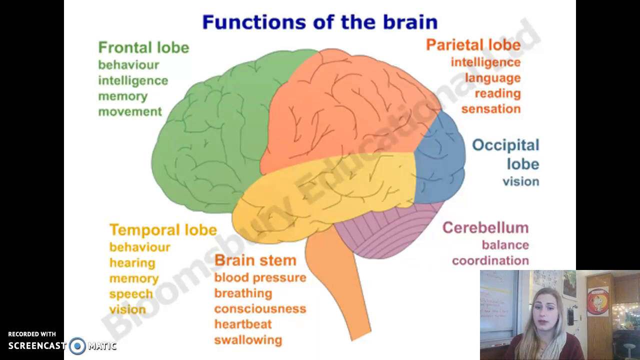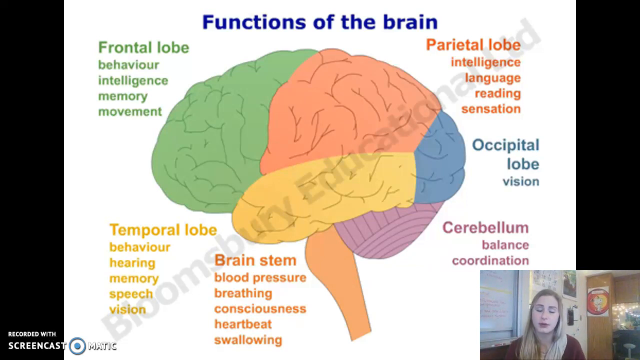Brainstem, this is going to be where the diencephalon, diencephalon's more internal. This is going to be where a lot of the homeostasis is. Cerebellum is balance, coordination. Occipital lobe, occipital as in like eyes. So that's vision. Parietal is intelligence, language, reading, sensation. Frontal lobe, behavior, intelligence, memory, movement.